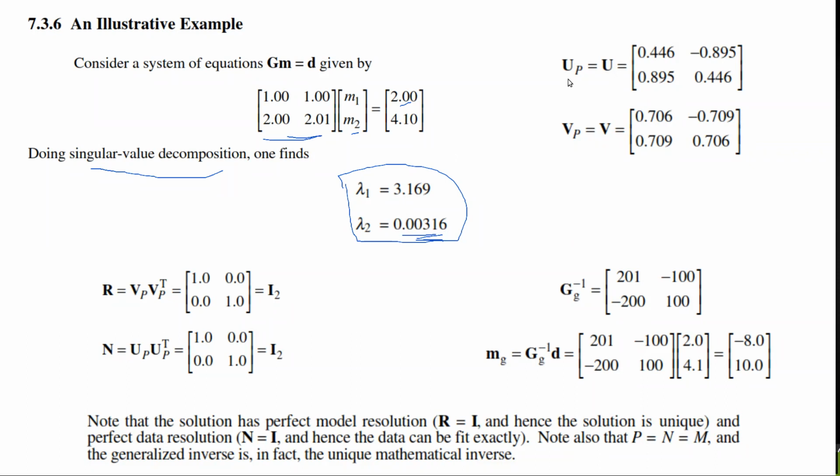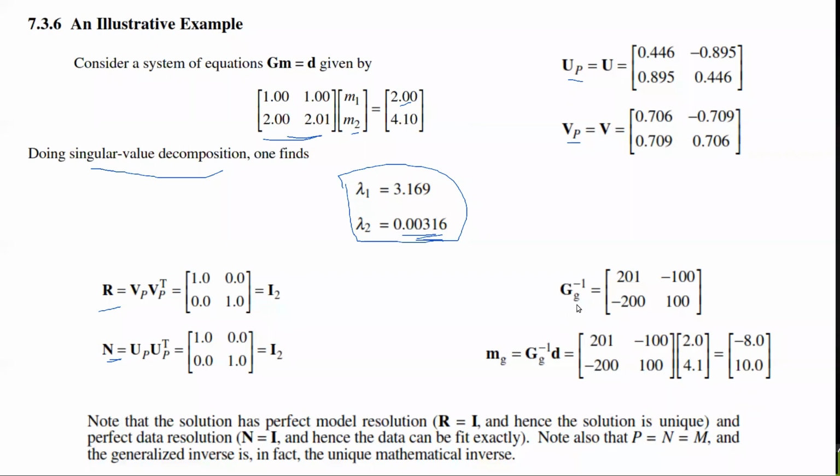And then we can find Up, Vp as these matrices. Once we find these, we can compute the model resolution matrix, which in this case is the identity matrix. Remember that in this case, it means we can estimate the model parameters exactly, and the data resolution matrix is also the identity, so we can predict the data exactly. So we're going to get an exact solution, but then we'll see.